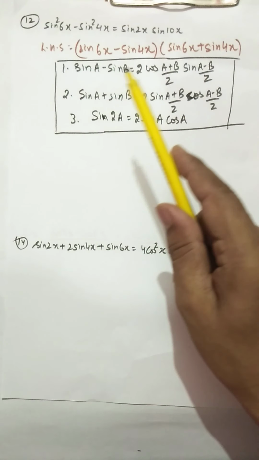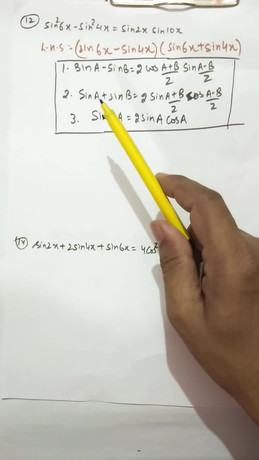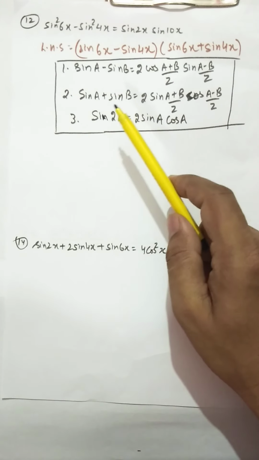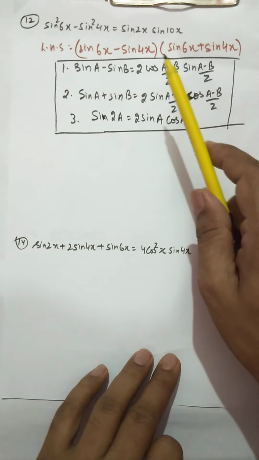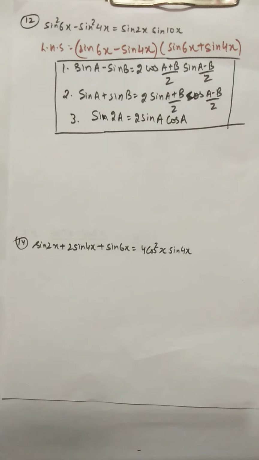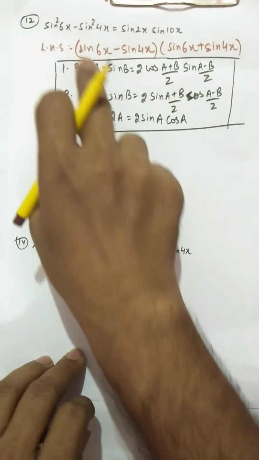To solve this question, we must know these three formulas: sine A minus sine B, sine A plus sine B, and sine 2A. So now according to this, we apply this to sine 6x minus sine 4x. This formula, sine A minus sine B, is 2 cos (A plus B)/2 sine (A minus B)/2. So I am applying the formula here.